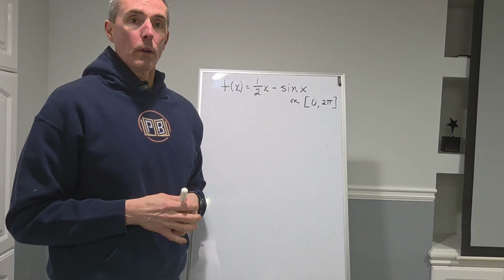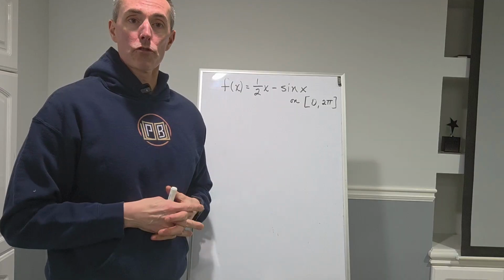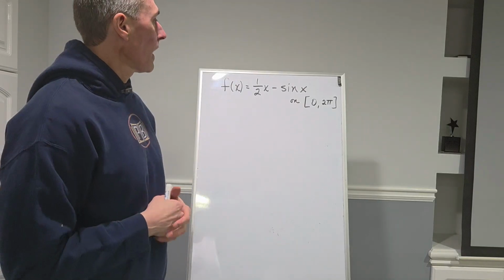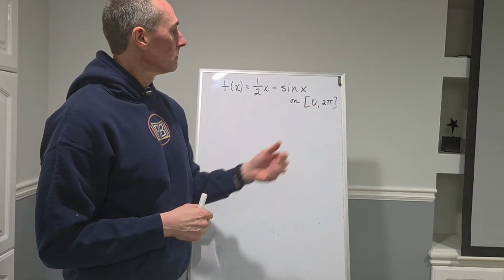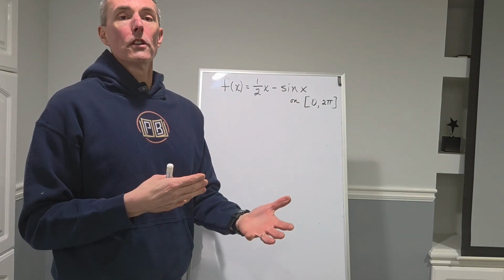Let's look at another example of where a function might be increasing or decreasing, and let's find some relative extrema. This time we'll use a function that involves trig. So we have 1/2 x minus sine x. We're going to restrict it to 0 to 2 pi. So how do we start the problem? Well, once again, we always need to find the derivative first.